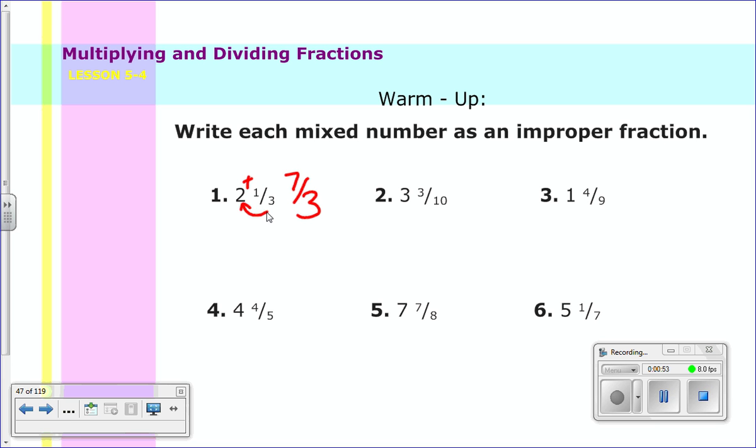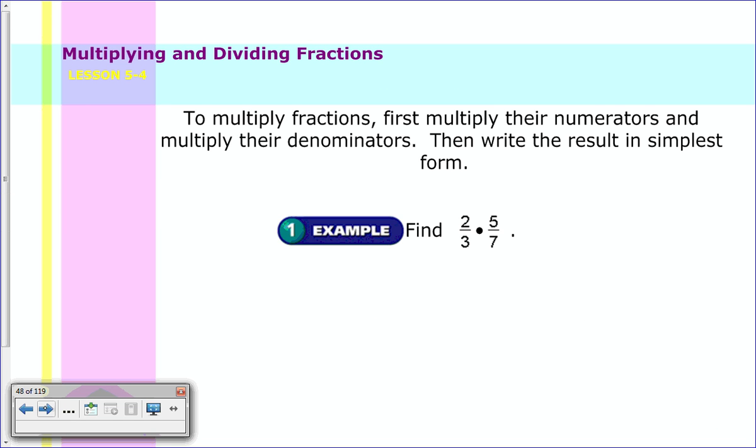All right, let's check that work. Well, 10 times 3 is 30, plus 3 is 33, so 33 tenths. And here we have 1 and 4 ninths. Well, 9 times 1 is 9, plus 4 is 13, so we have 13 ninths. You're going to use that in the second objective tonight.